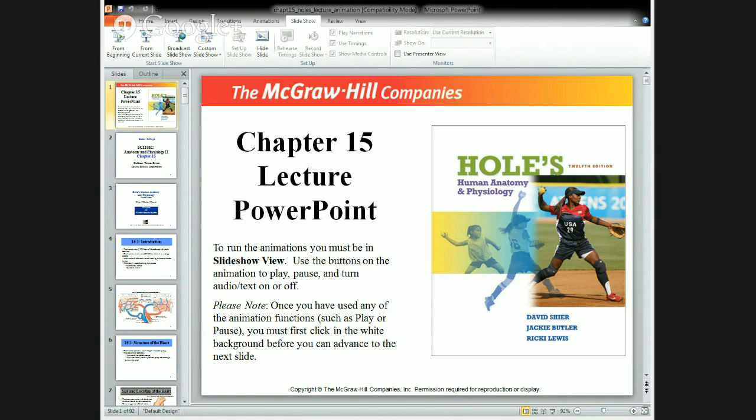The mitral valve, which is located in the left atrioventricular orifice, prevents blood from moving from the left ventricle back into the left atrium during ventricular contraction. And the aortic valve, which is located at the entrance to the aorta, prevents blood from moving from the aorta back into the left ventricle during ventricular relaxation.